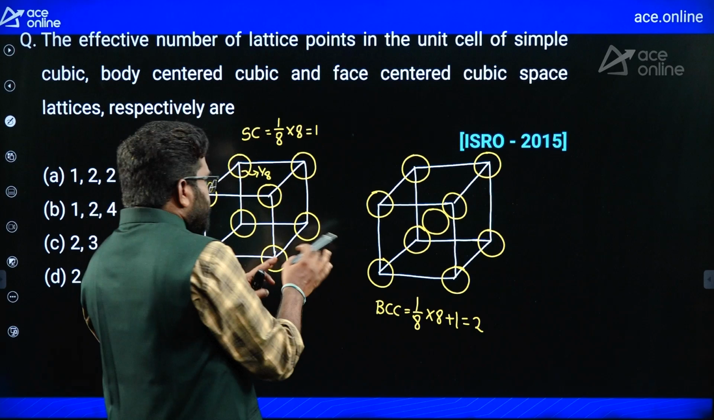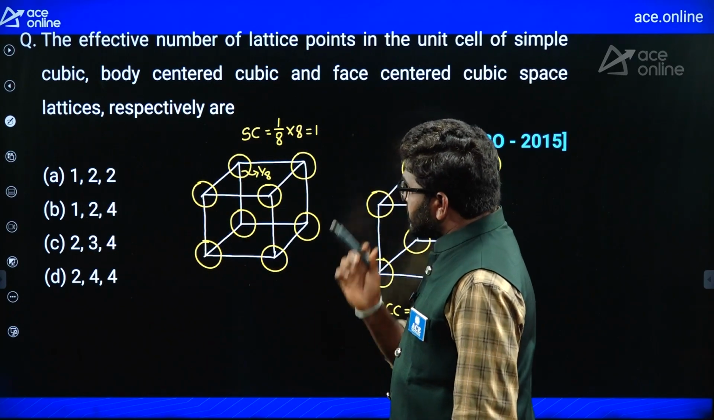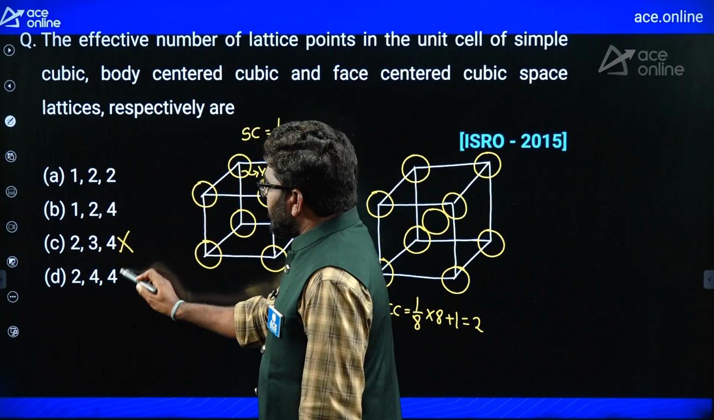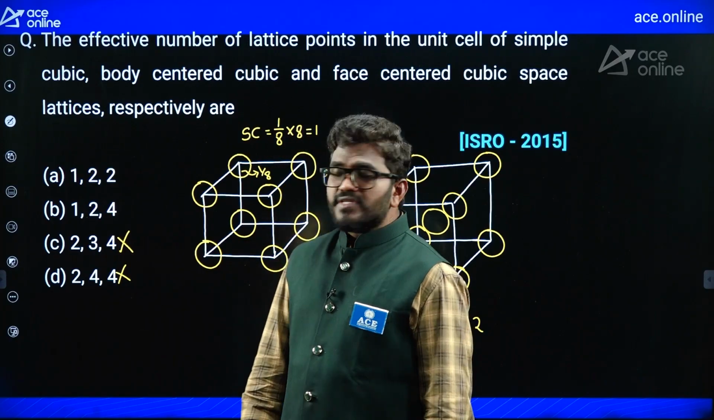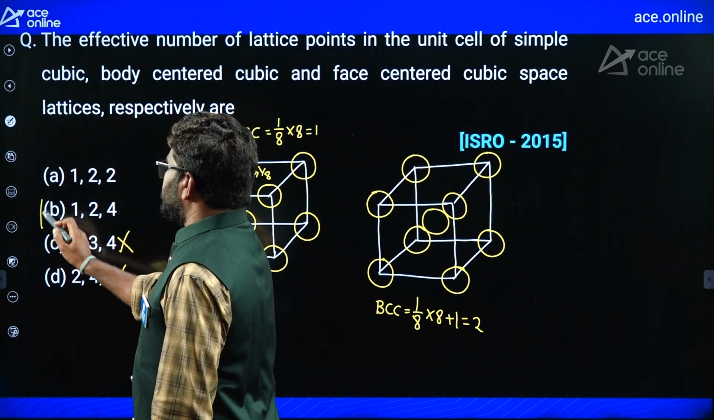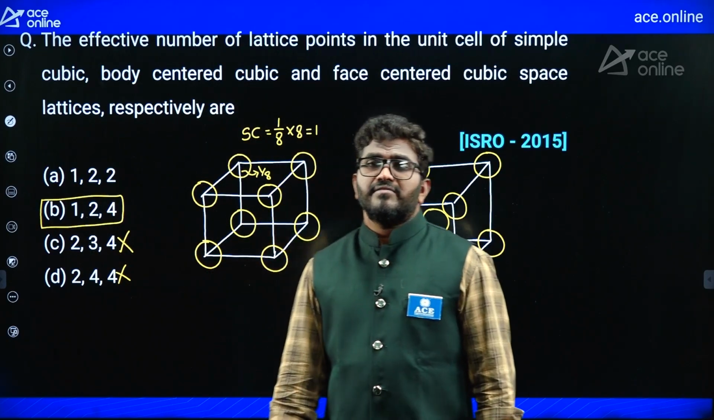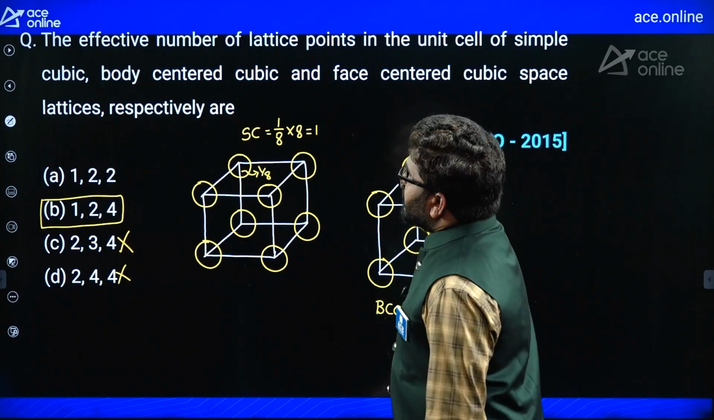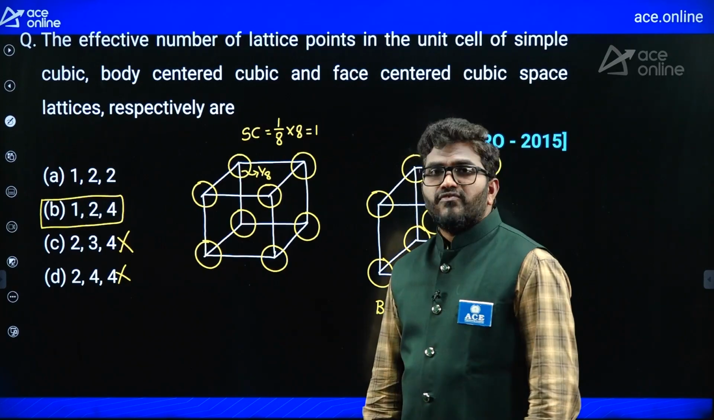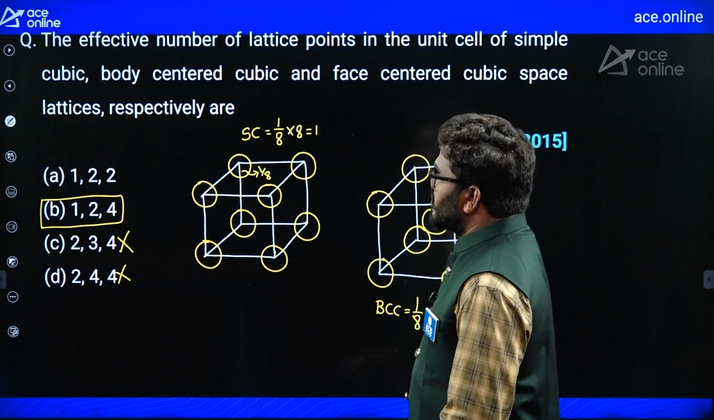Now, by using these two, remember, C is eliminated, D is eliminated. Out of A and B, you will get the answer B, because in FCC the effective number of atoms is 4. That is B. B is the correct answer.